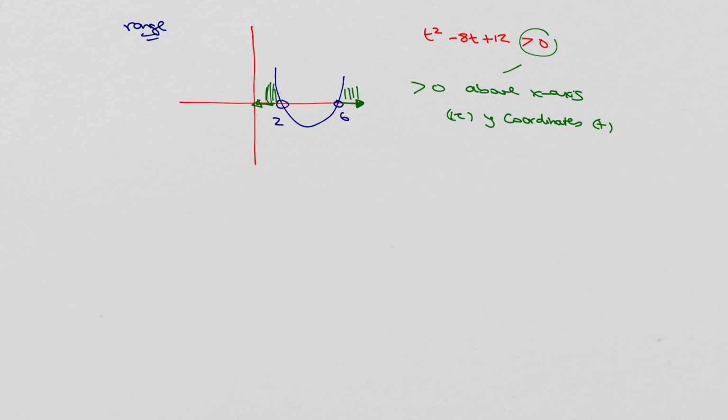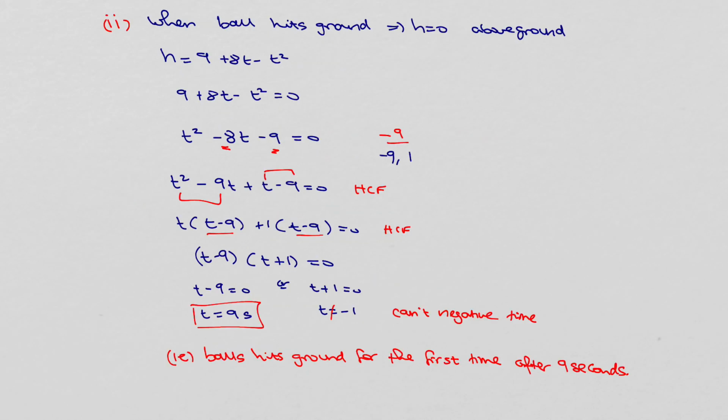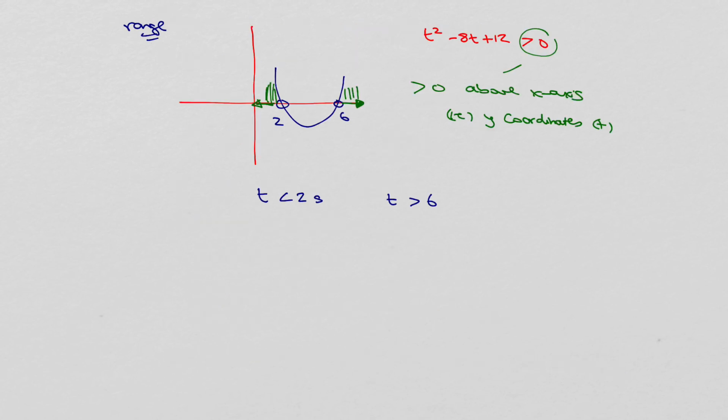So what that implies then is that the time has to be less than 2 seconds, or the time has to be greater than 6 seconds. But what do we know? We know it hits the ground. When does it hit the ground? It hits the ground for the first time at 9 seconds. So, of course, I can't have time equals 0 or less than 0. So, therefore, it must be 0 is less than t. It can be equal to t and less than 2.